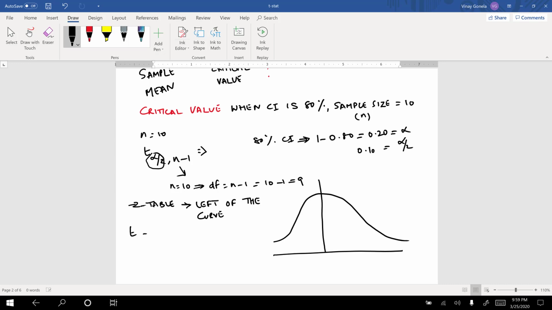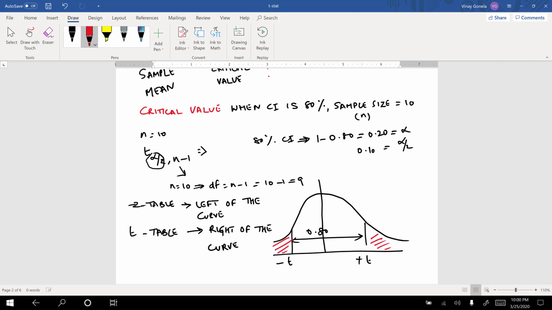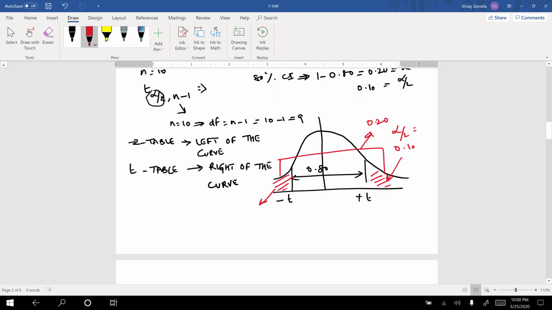So we have a t table also, which I will show you how to read. This will give right of the curve. So I said 80% confidence interval, that means this is minus t and this is plus t, and this whole area is 0.80. That means this area plus this area together would be 0.20. So this area will be half of it, that's 0.10, which is alpha over 2.